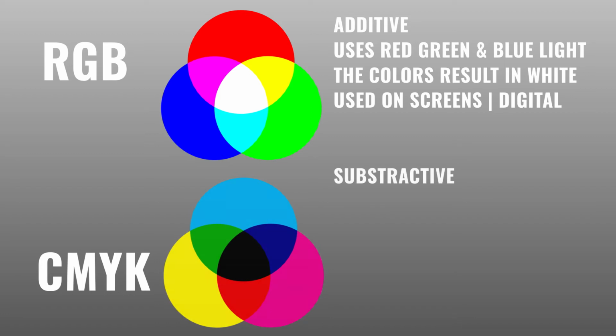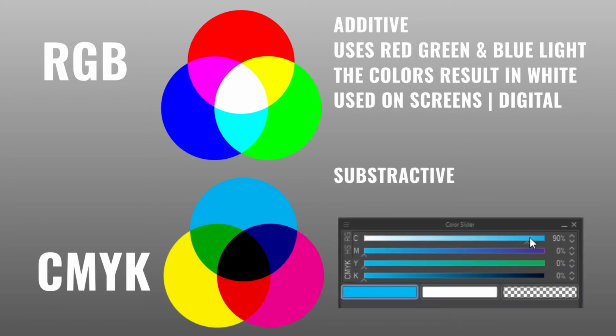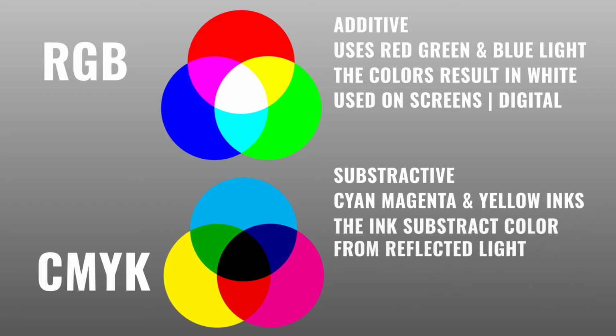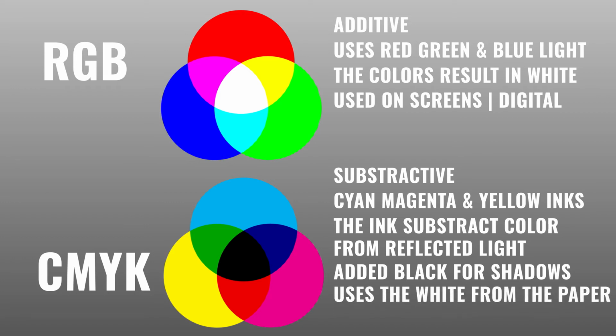CMYK is a subtractive color model. It combines cyan, magenta and yellow to create the different colors. The ink or paint in the paper subtracts color from the reflected light, creating the different colors. A black ink is added to achieve more details in the shadows. This color model can't create white, so it relies on the white of the paper. CMYK is utilized for printing.